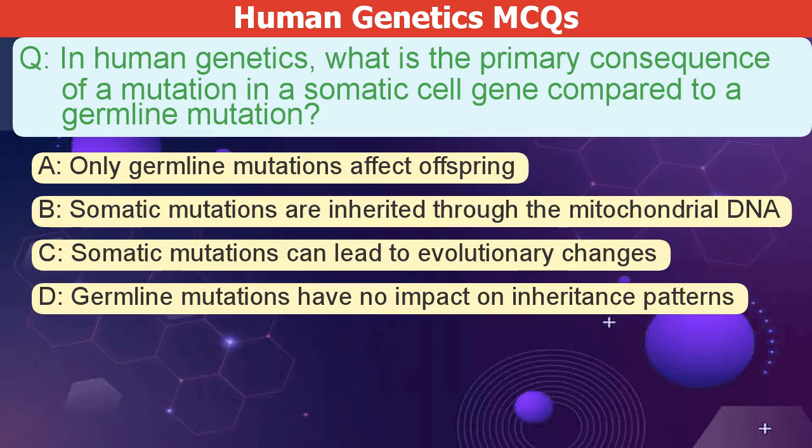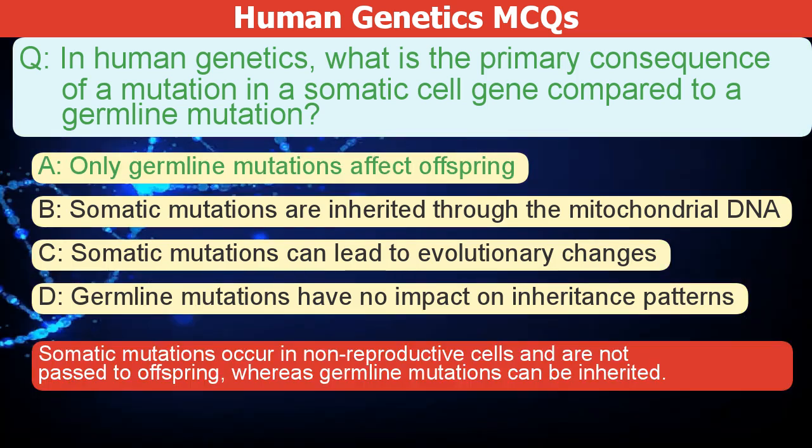In human genetics, what is the primary consequence of a mutation in a somatic cell gene compared to a germline mutation? A. Only germline mutations affect offspring. B. Somatic mutations are inherited through the mitochondrial DNA. C. Somatic mutations can lead to evolutionary changes. D. Germline mutations have no impact on inheritance patterns. The correct answer is A. Somatic mutations occur in non-reproductive cells and are not passed to offspring, whereas germline mutations can be inherited.